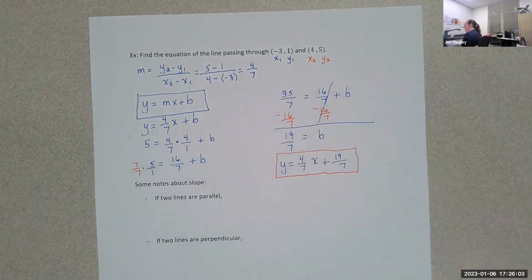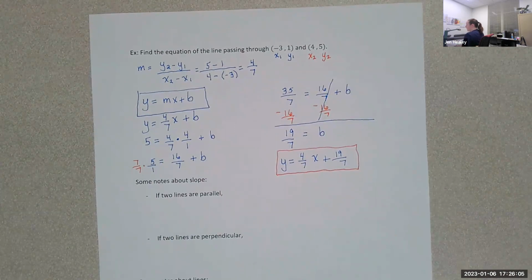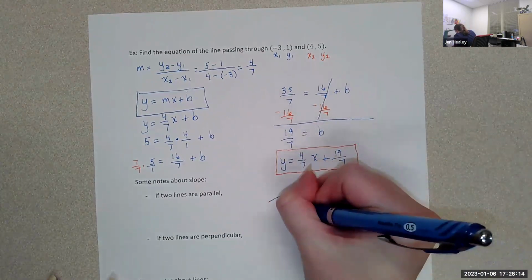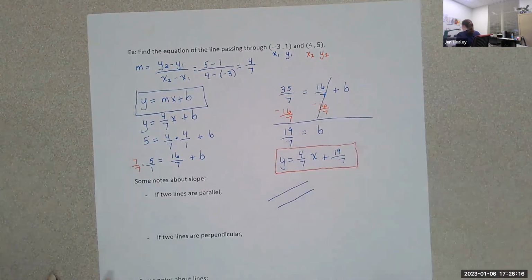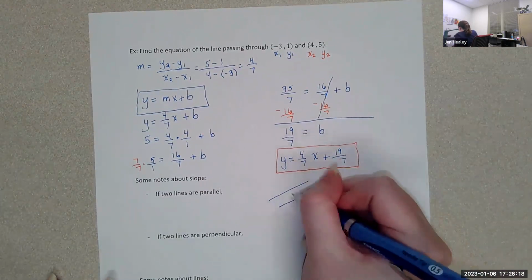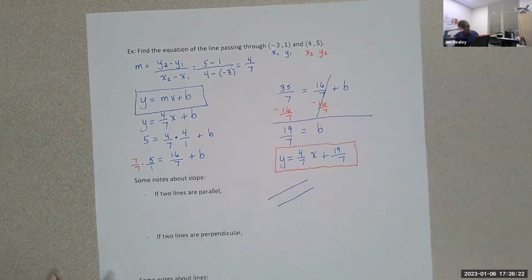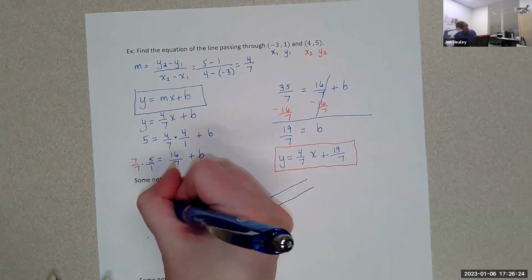All right. So some notes about the slope. If two lines are parallel, so parallel lines are lines that look sort of like that, we would say that these lines are parallel because they have the same slope. So if two lines are parallel, their slopes are equal.